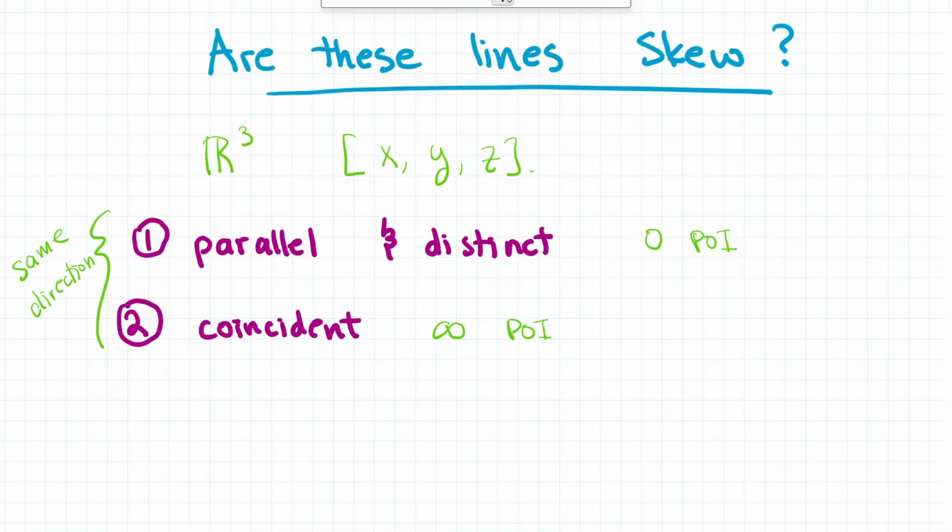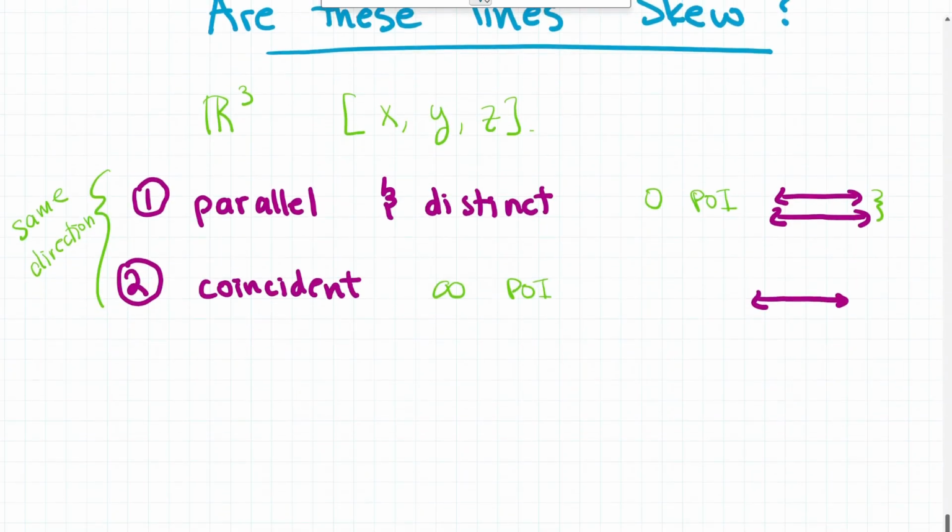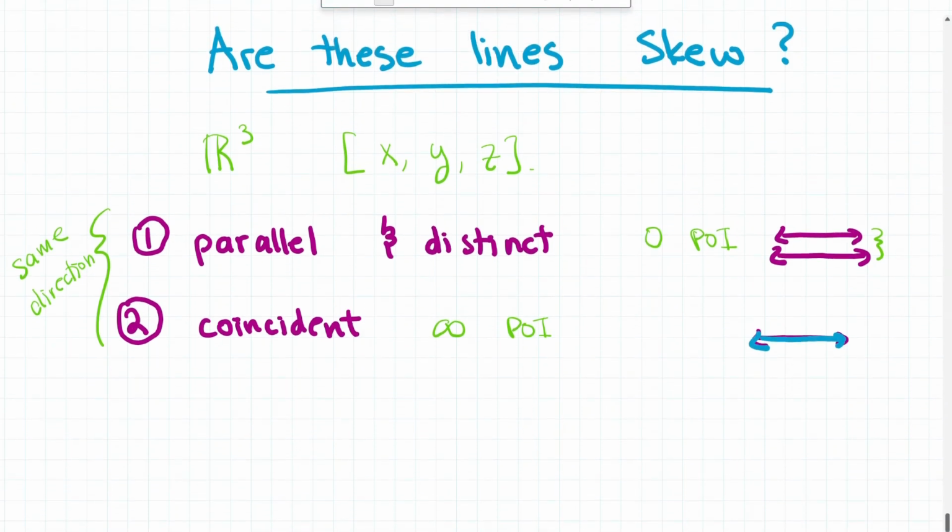When they're parallel, they have the same direction, but there is some gap in between them. If they're coincident, then you have the same direction, but the second vector exists right on top of the first one. That means they're going to intersect at every single point.